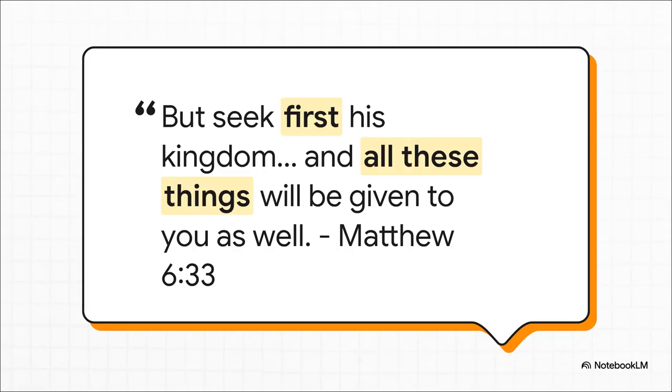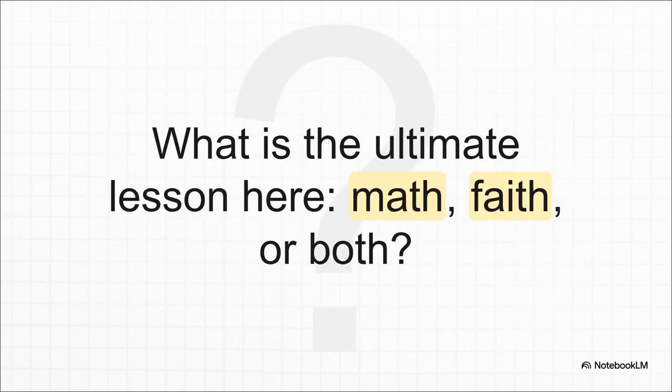And here it is. The lesson ends with this specific Bible verse, Matthew 6:33. "But seek first his kingdom and his righteousness, and all these things will be given to you as well." It's about seeking a higher purpose first, and then all these things, maybe the small details, the actual numbers, they'll come later. Which leaves us with this final big question.